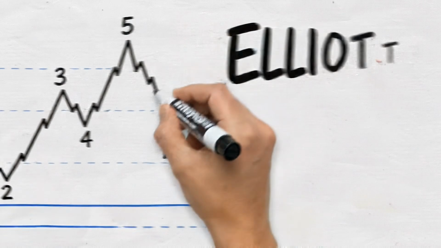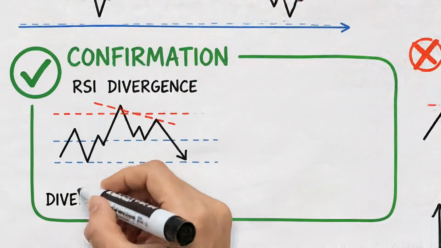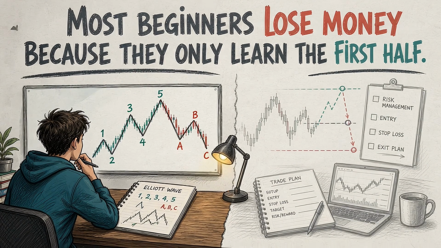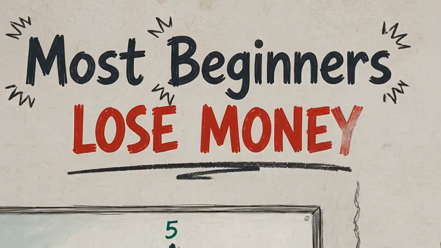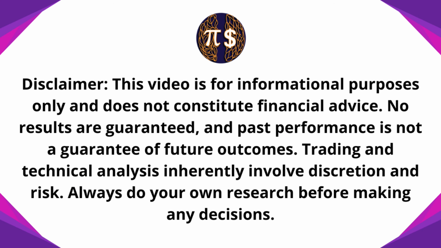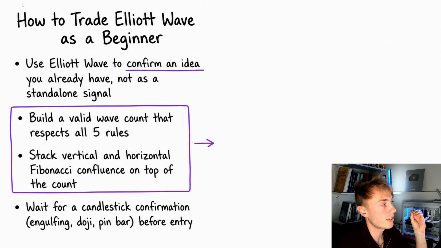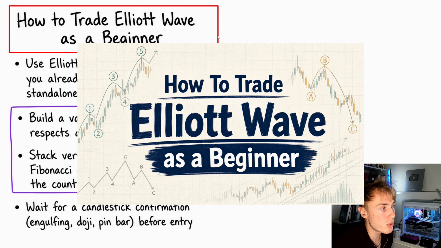The wave count is the roadmap. The confirmation is the trade. Most beginners lose money because they only learn the first half. So now let's take a look at something very important. That is, of course, how do we actually trade using Elliott waves as a beginner?